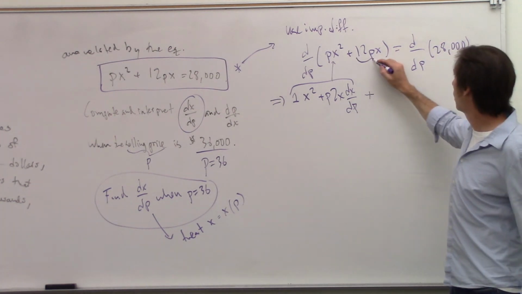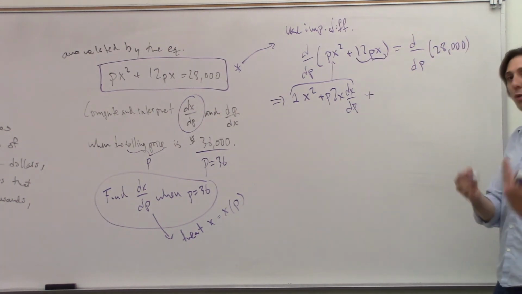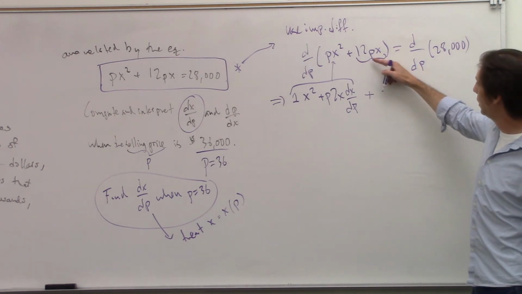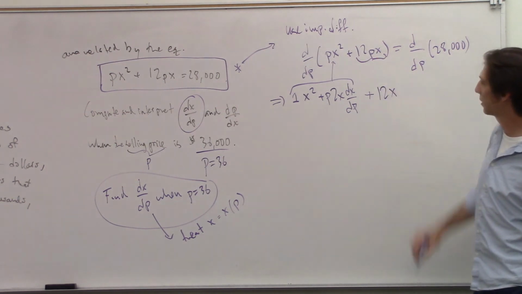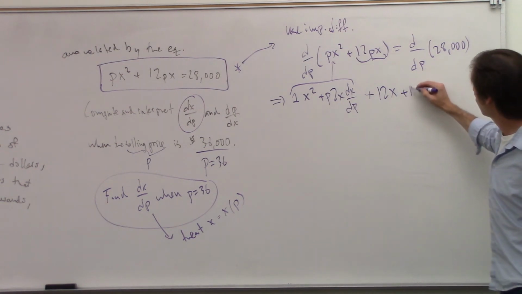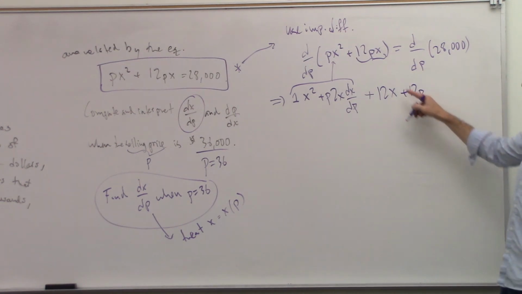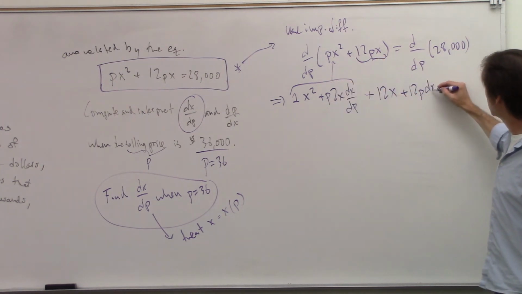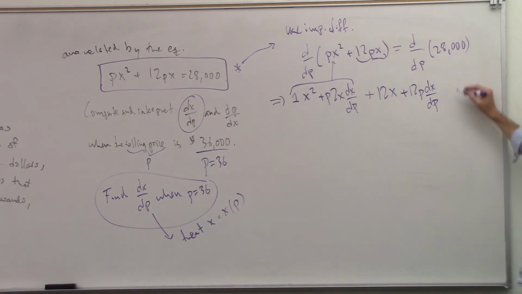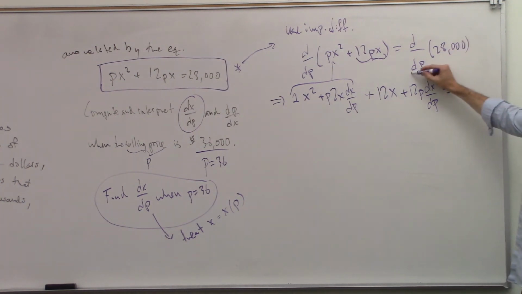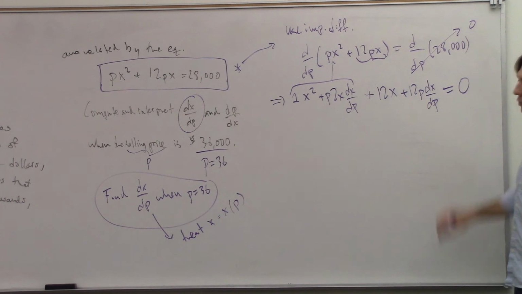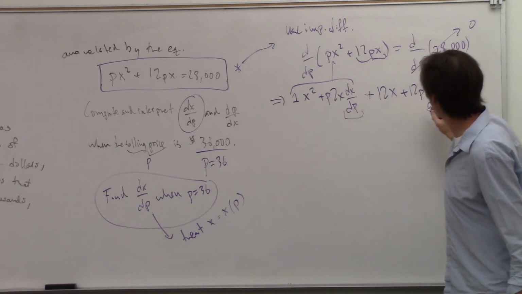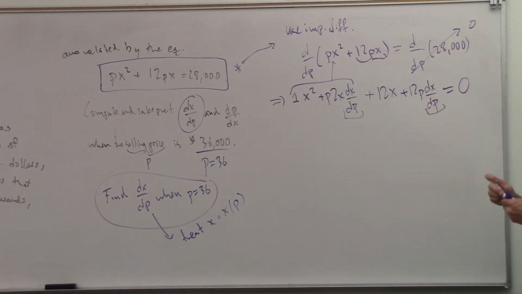Now we move on to the 12px, and again do the product rule. The derivative of 12p with respect to p is 12, times the second function x, plus 12p, first function, times the derivative of the second function. The derivative of x with respect to p is dx/dp. On the right-hand side, the derivative of 28,000 with respect to p is 0 because 28,000 is constant. So, from the derivative now, I see two occurrences of dx/dp, what I'm trying to solve for.